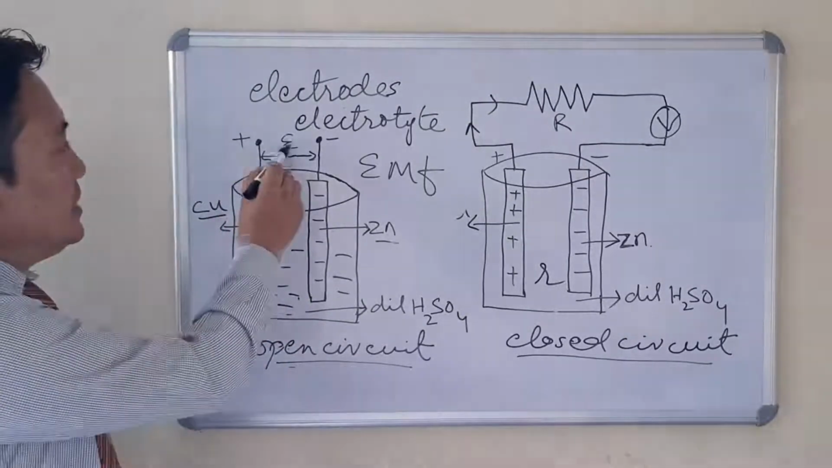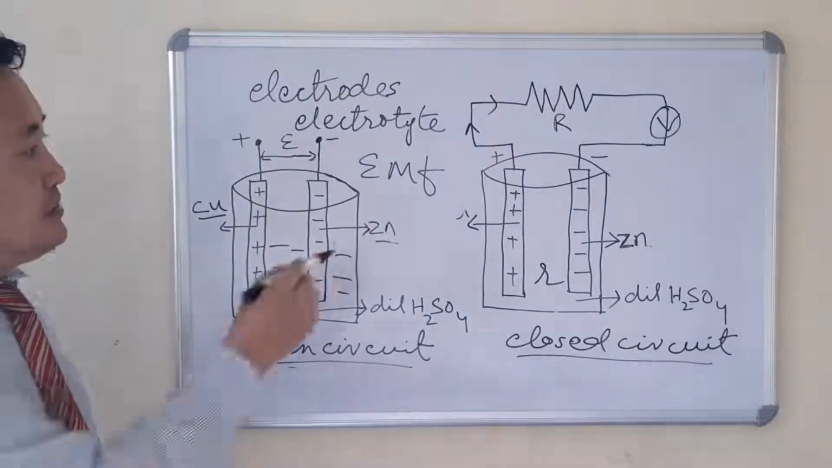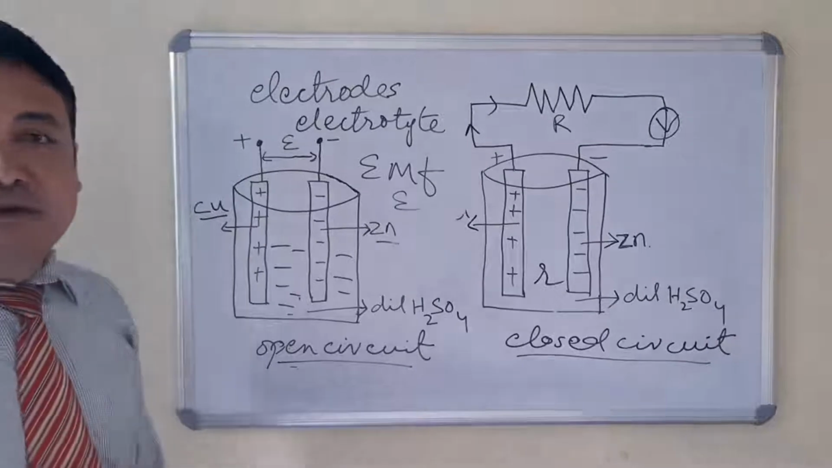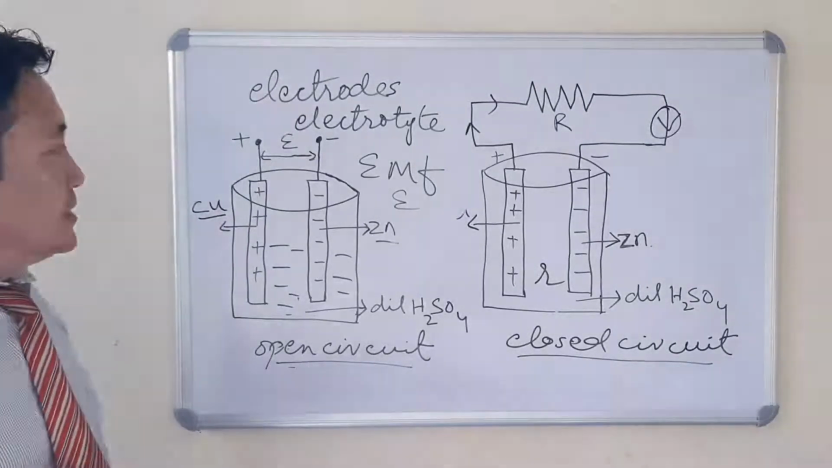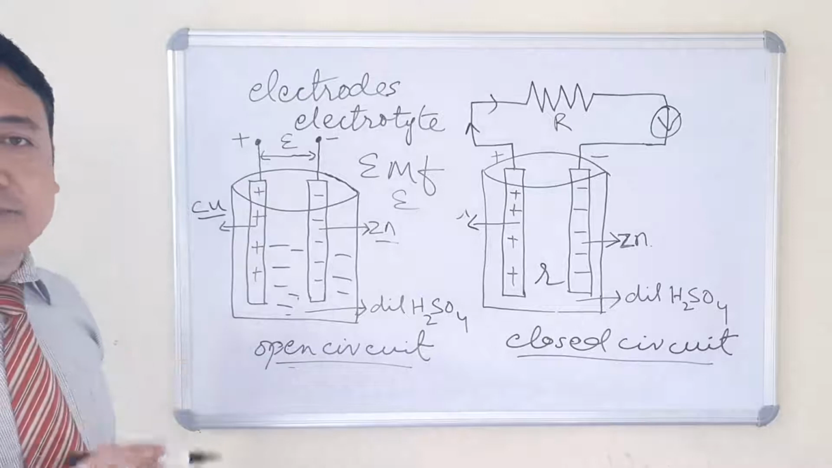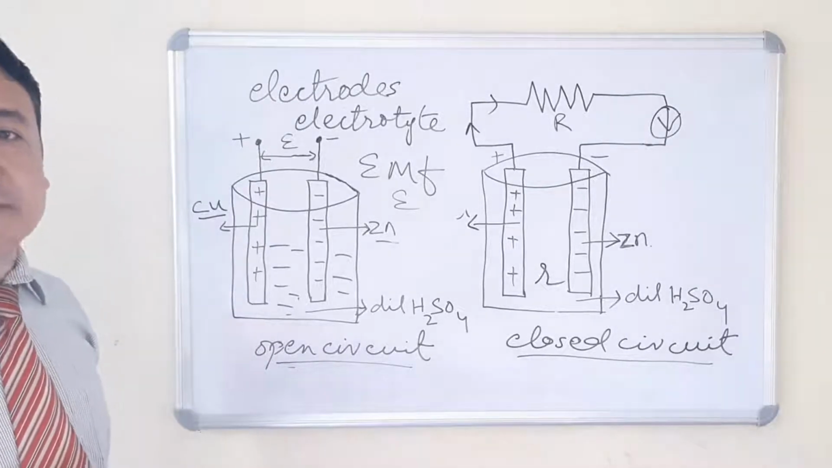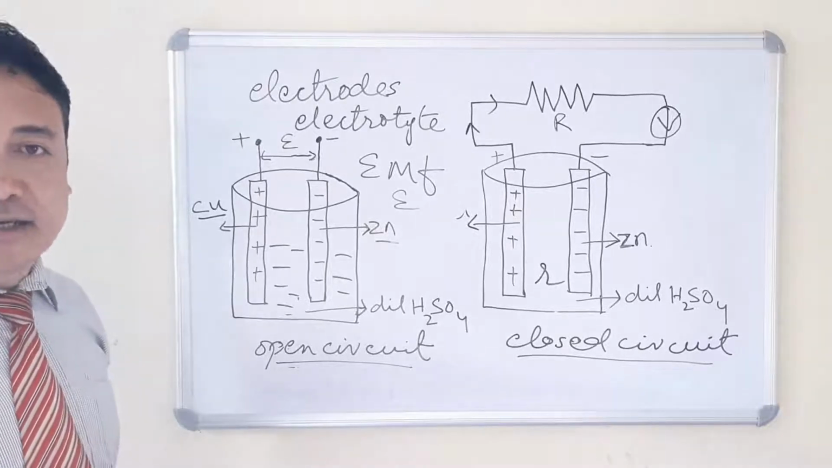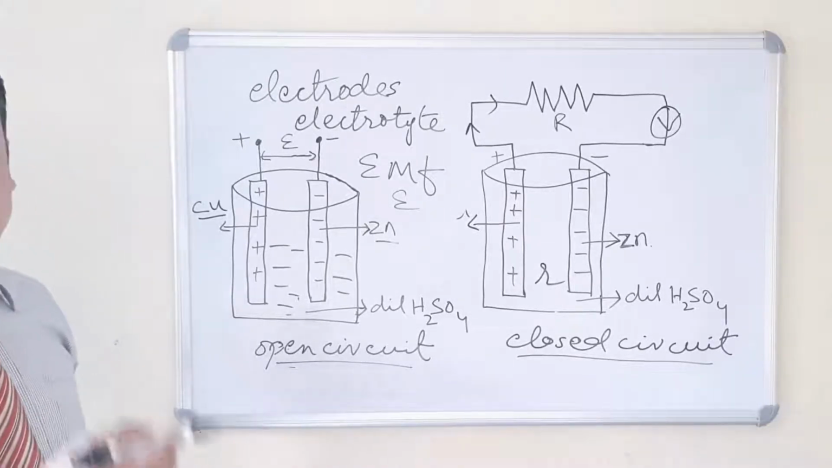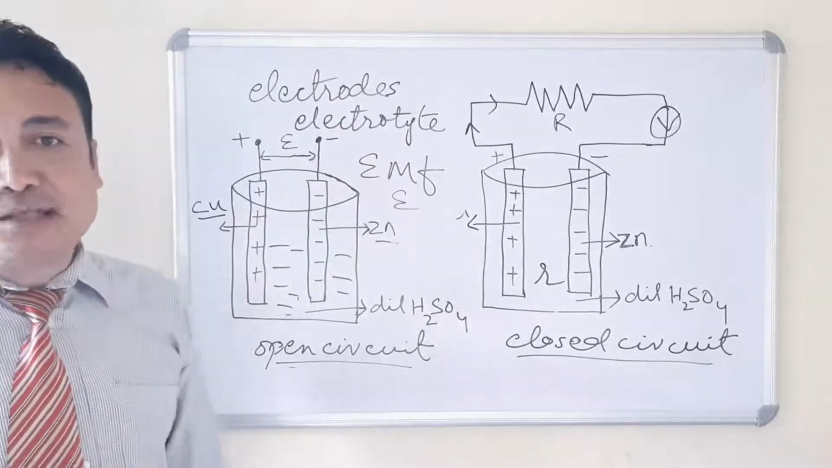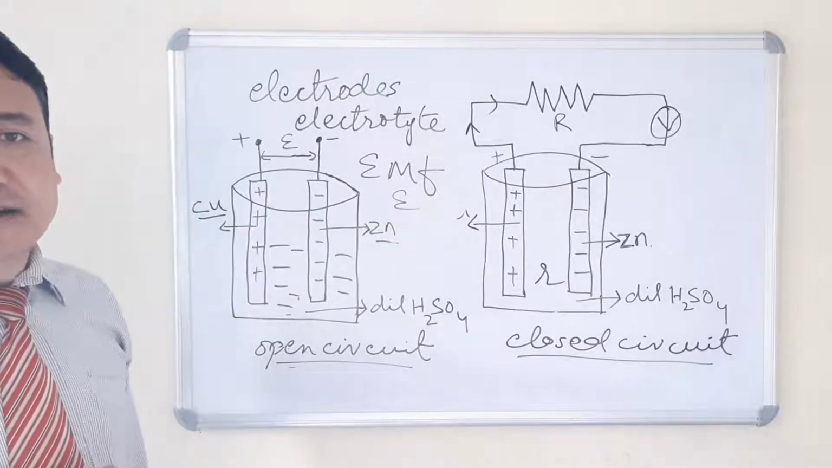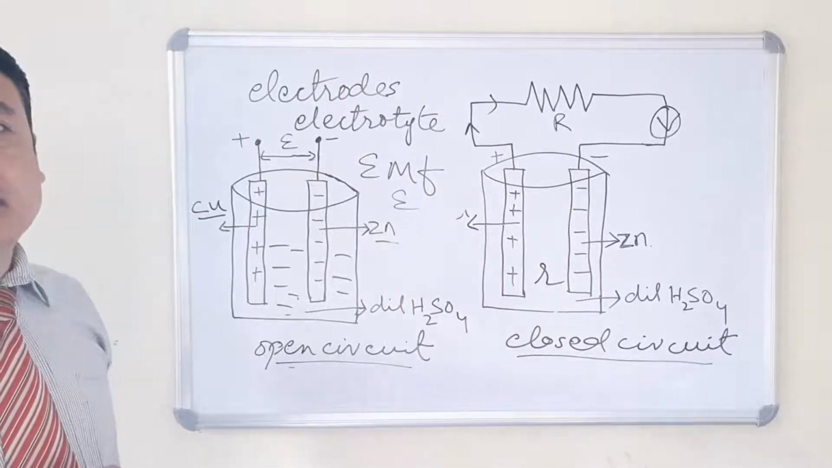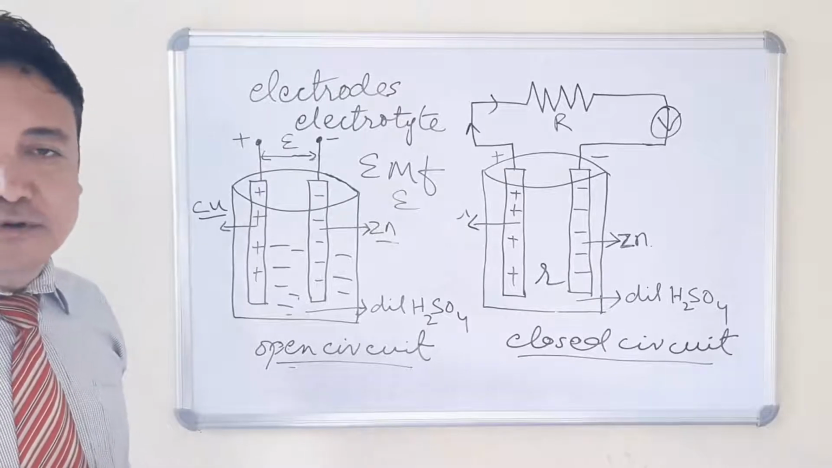I have written here E. This is EMF, which can be symbolized as E. This EMF will exist within the two terminals of the electrode when the current is not drawn, or in an open circuit. So when we define EMF, it is the maximum potential difference between the two ends of the electrode in an open circuit, called the EMF, or the electromotive force.